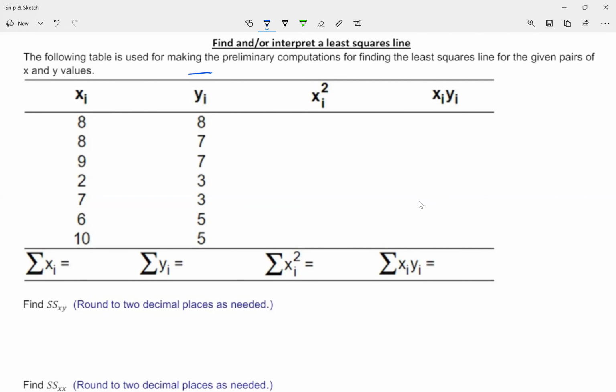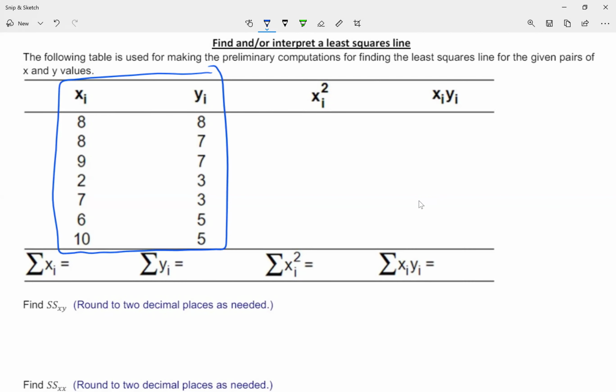For your homework, the only information I'm going to give you is the x's and the y's. So that's what you're going to see. I have here for the notes a bigger table, but for us to understand it, the third column says xi squared. Okay, so what does that mean?